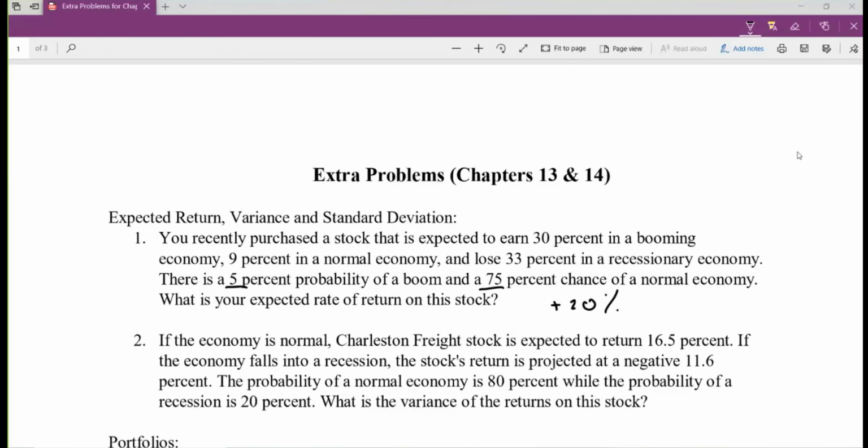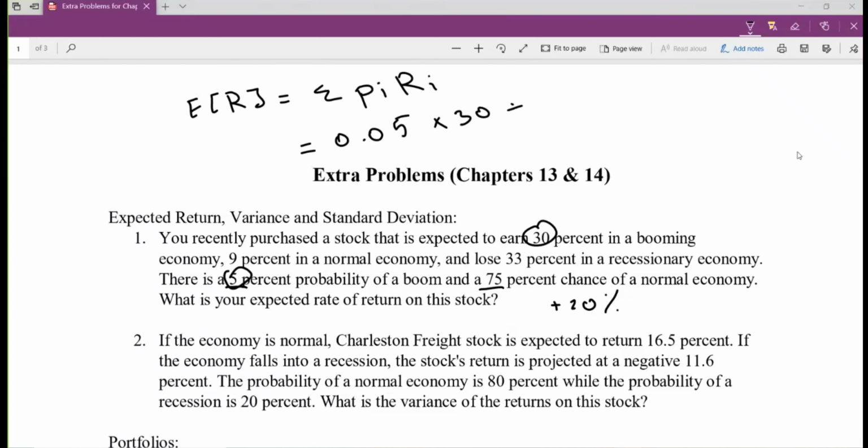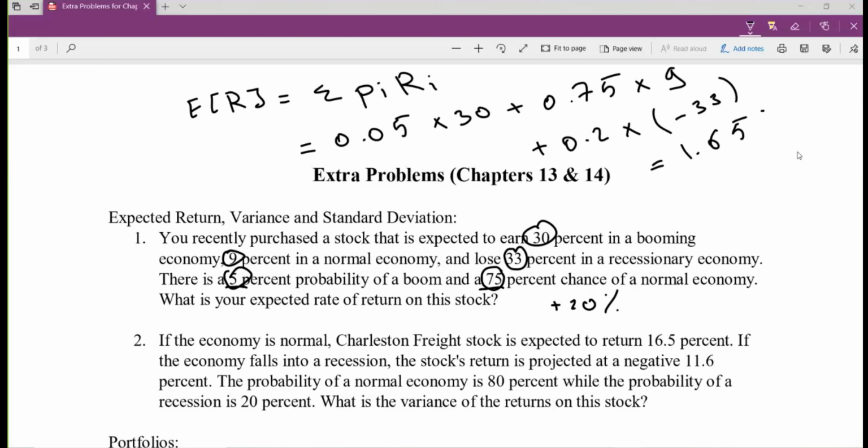So in this case, the expected return is equal to the sum of PI times RI. So in this case, I have the following: 5% times 30% plus 0.75 times 9% plus 20%, 0.2 times, in the case of a recession, I will lose 33%. So this is minus 33. The answer is 1.65%. So this is a direct application of the formula.